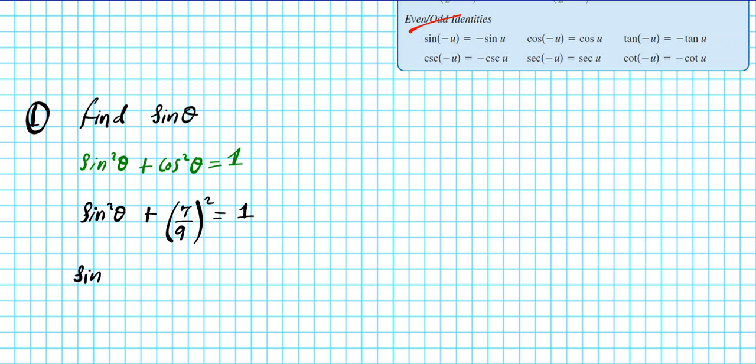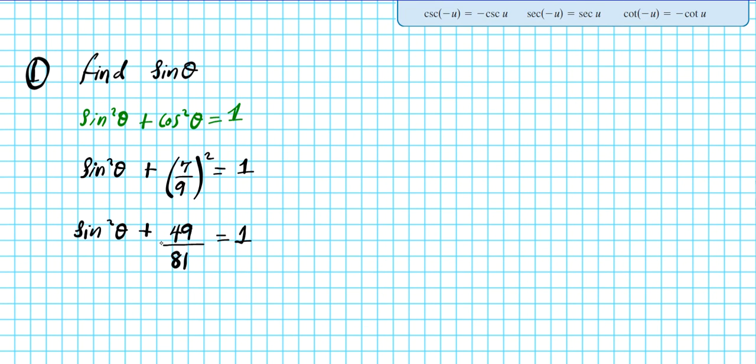Sine square theta. Now what is 7 over 9 square? When you're squaring 7 over 9, you're going to square both the numerator and the denominator. Okay, don't forget to do that. So we're going to have 49 as a result of squaring the numerator over 81 as a result of squaring the denominator. Now we want to get sine theta by itself, so we need to get rid of this fraction and then the square. So what we can do next is subtract 49 over 81 from both sides.